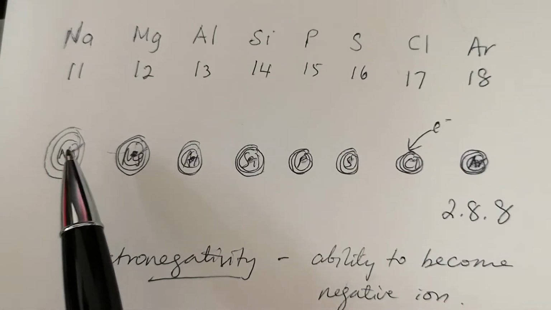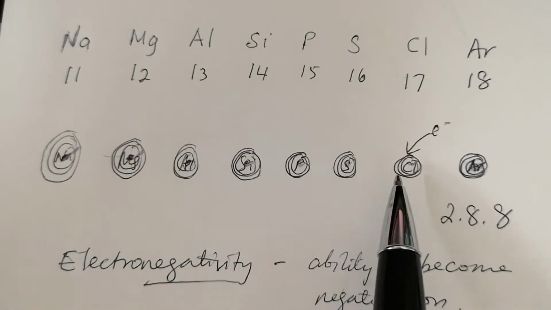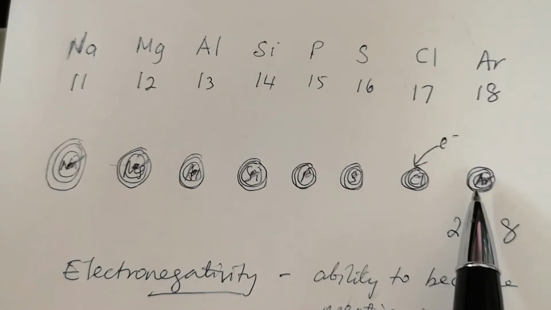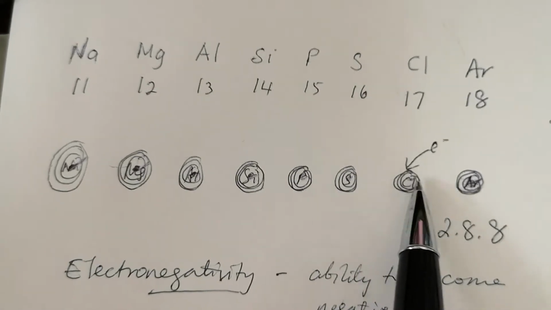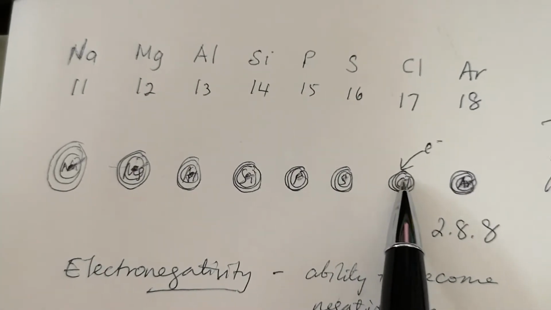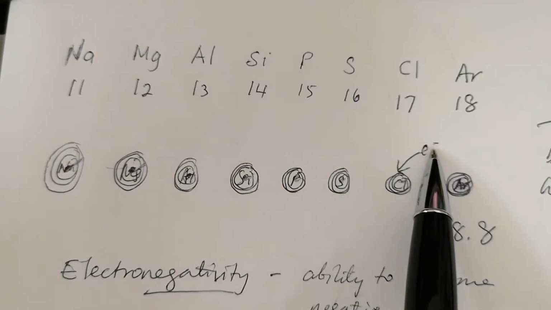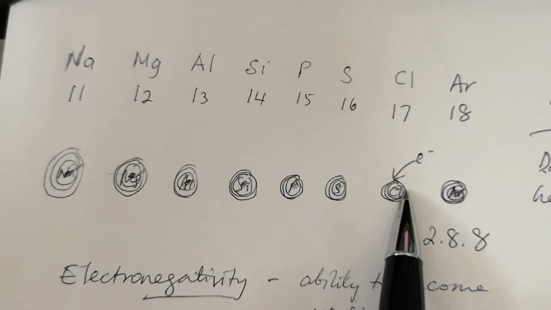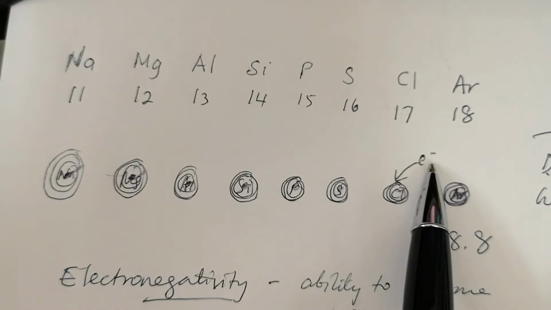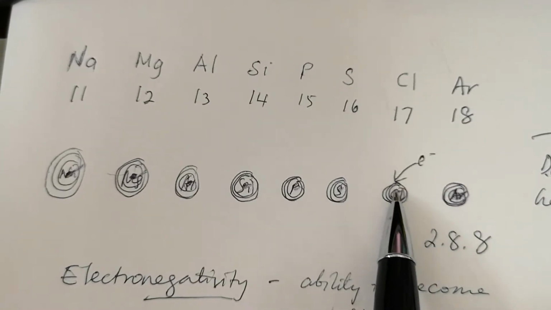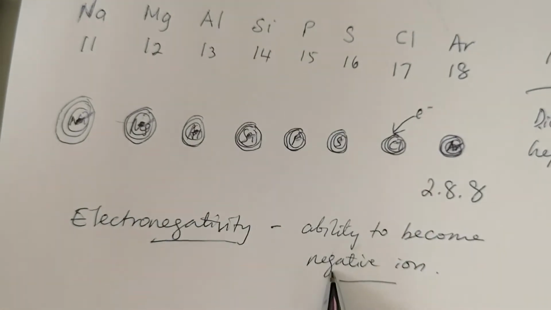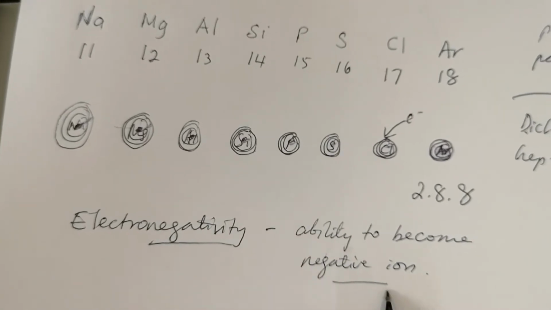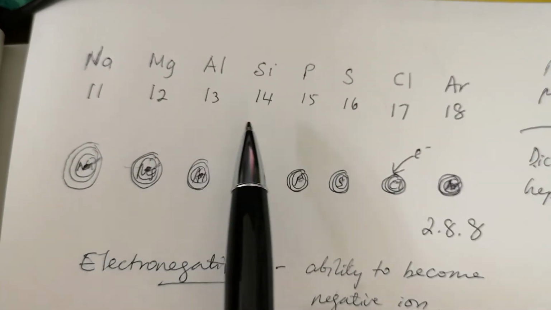Imagine 11 people pulling electrons and 18 people pulling electrons. Of course, 18 people pulling electrons will be stronger. So stronger force of attraction. So stronger force of attraction means the nucleus has a stronger tendency to attract electrons into the atom. So when there is an extra electron, that means it becomes a negative ion. So electronegativity becomes stronger as we go across the period.